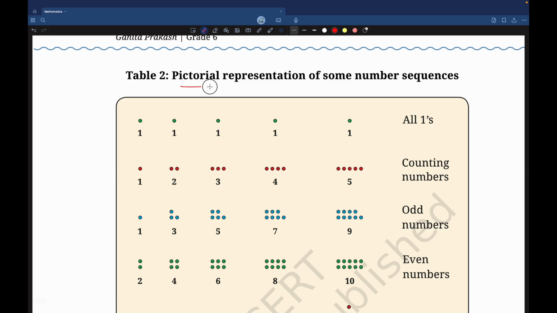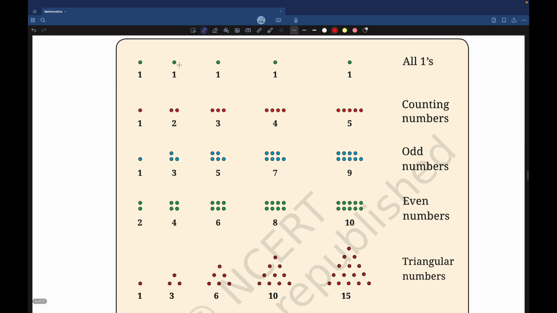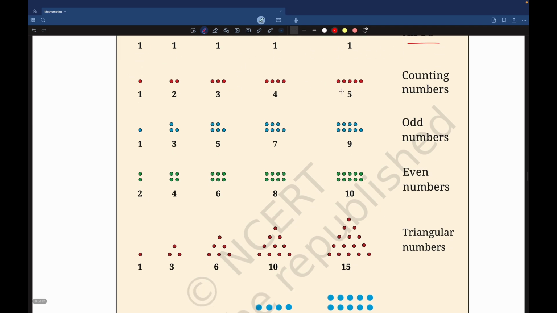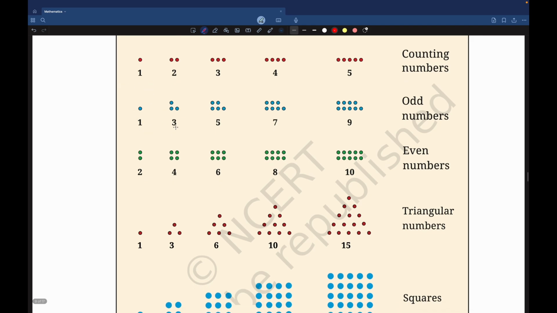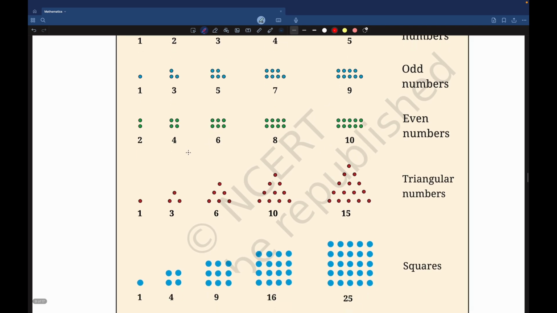These are some pictorial representations of number sequences. These are all ones. This is the natural number sequence. These are odd numbers 1, 3, 5, 7, 9. Then these are even numbers 2, 4, 6, 8.